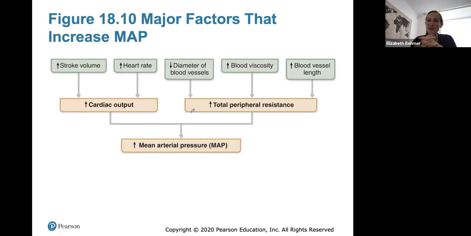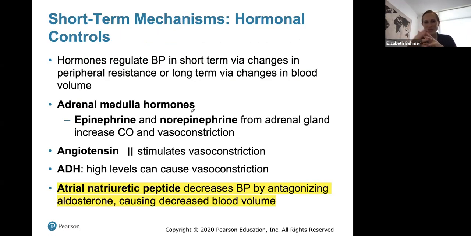These are major factors that increase mean arterial pressure, but we are just going to focus on hormonal control. So these are some hormones that regulate blood pressure in short-term changes. The adrenal medulla secretes epinephrine and norepinephrine, which increase cardiac output and vasoconstriction. Angiotensin 2 stimulates vasoconstriction, so these will all increase blood pressure.